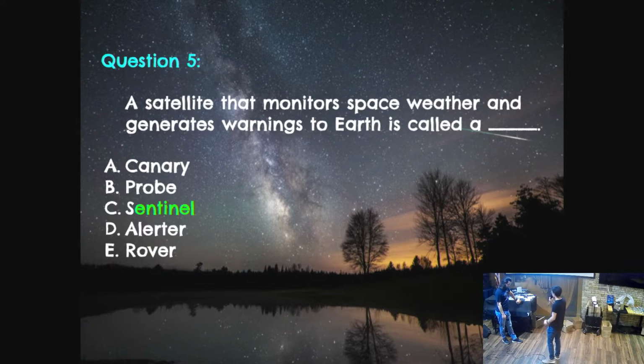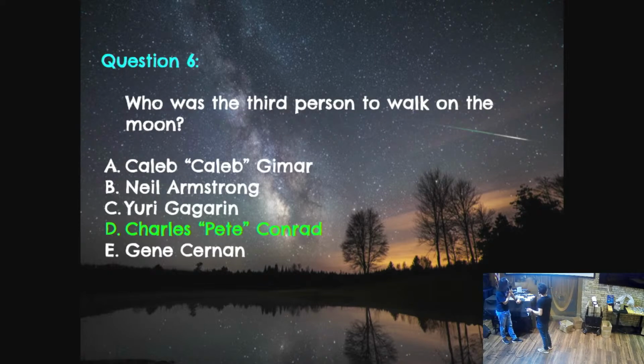Question 6, the final question, was about, oh dear. Well, we'll see. Who was the third person? Not the first, not the second, but the third. It is indeed Charles Pete Conrad. Caleb, where does Pete come from? Oh my goodness. Okay. Could be the middle name.